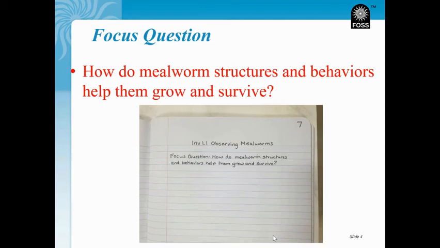Each investigation we do in science will have a focus question. Our focus question is, how do mealworm structures and behaviors help them grow and survive? Pause the video to make your science notebook look like mine by writing down this focus question.